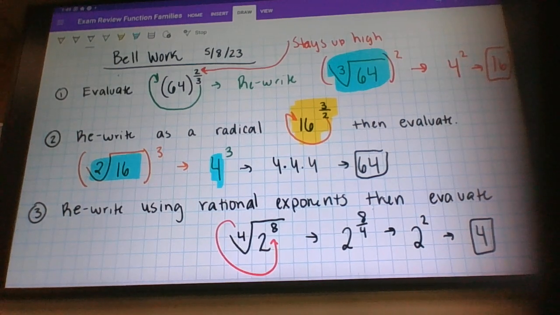Little review of what we did with these fraction exponents. Do you guys have any questions?